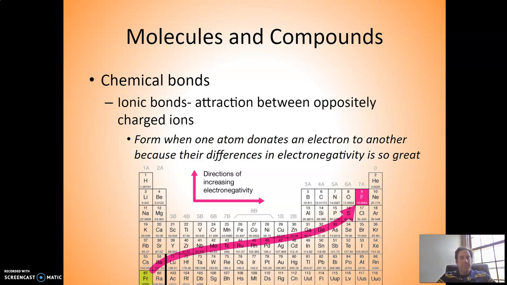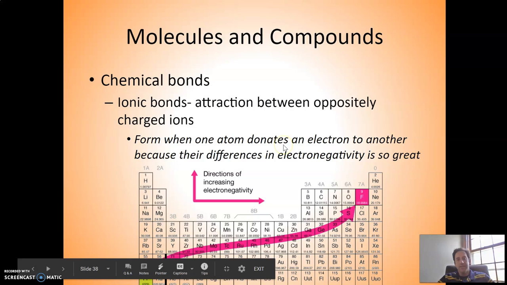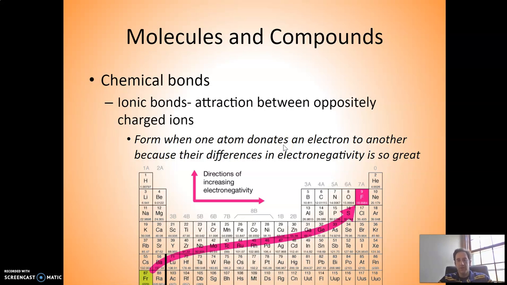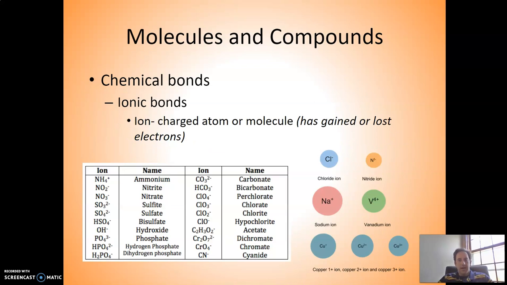Another category of chemical bond is an ionic bond. This is an attraction between oppositely charged ions. These form when one atom donates an electron to another because their difference in electronegativity is so great. So ionic bonds involve these things called ions. And an ion is simply a charged atom or molecule, so it's either gained an electron or lost an electron.